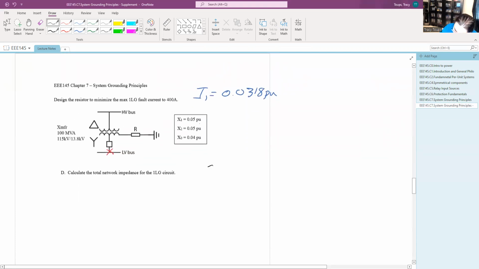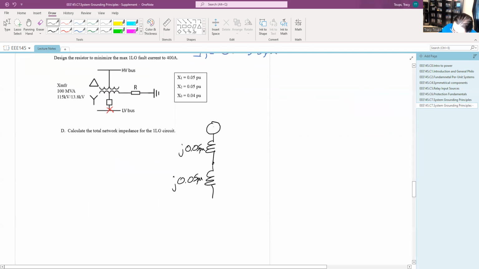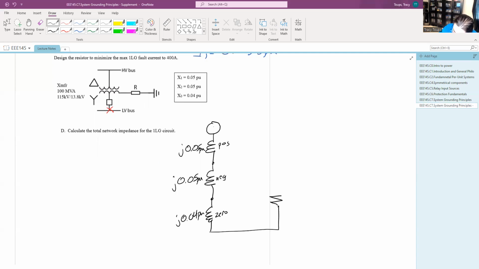Okay. We have a source. We have our JX1, which I'm just going to start writing in numbers, 0.05 per unit, right? That's my X1. My X2 is also J0.05 per unit, okay? And then my zero sequence is J0.04 per unit, okay? So remember, this is positive, negative, zero sequence. I'm literally writing in impedances. And remember, we're trying to find 3R. So whatever that is, triple that resistance, that's what we're trying to find.